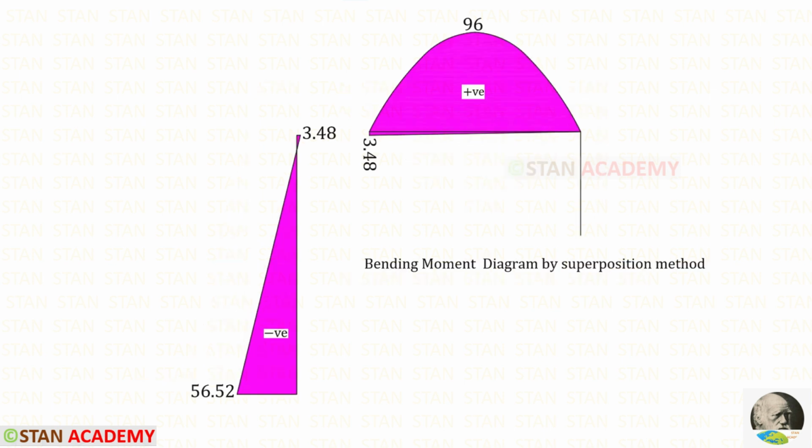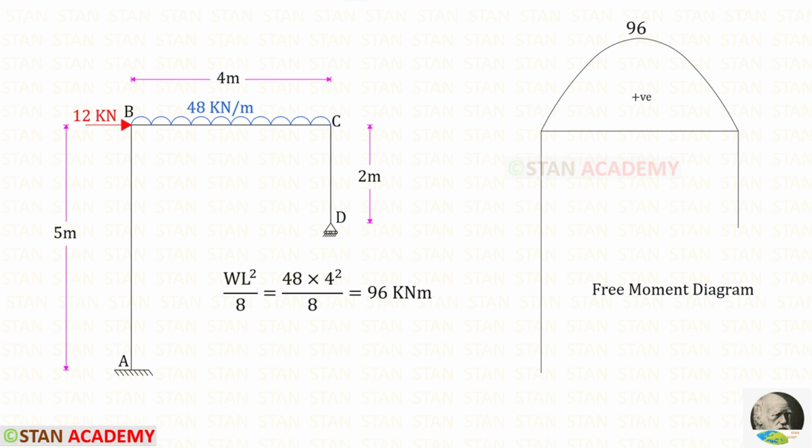Alternatively, we can draw the bending moment diagram by superposition method. Let us see how to draw this. First, using the loads, we have to draw the free moment diagram. In the columns AB and CD, there are no loads, so there will be no moment. We should not consider the nodal point load, so only one is remaining, the UDL. Using this formula, we will get this value.